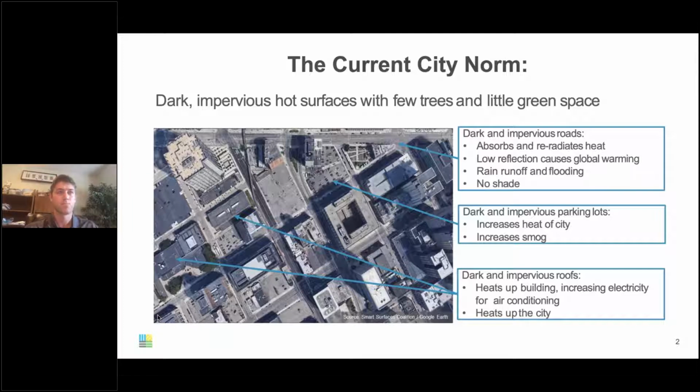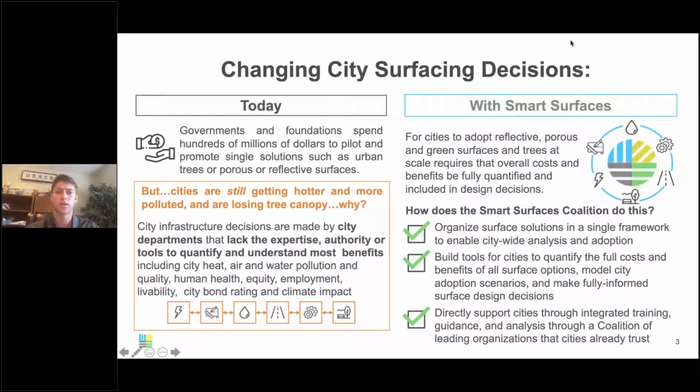And we have to start to think, if these surfaces are so detrimental for our survival, for the health of our cities, then why do we continue to use them? And that question can be answered pretty simply, actually.